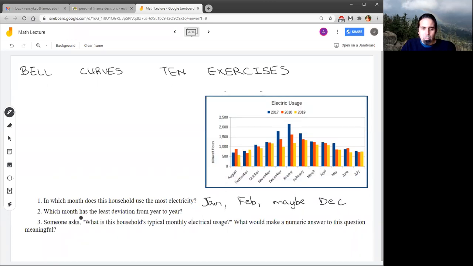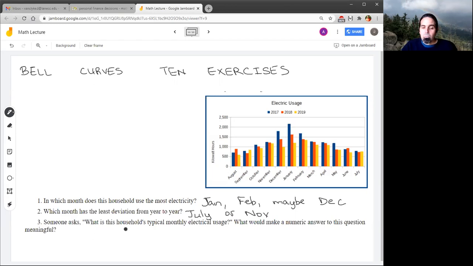In what month was the least deviation from year to year? So what month has the smallest amount of change? The bars look like they're the closest together. That looks like July. July, yeah. I think the answer in the multiple choice says November or July, so you don't have to actually argue about it. July definitely looks good. So July or November.